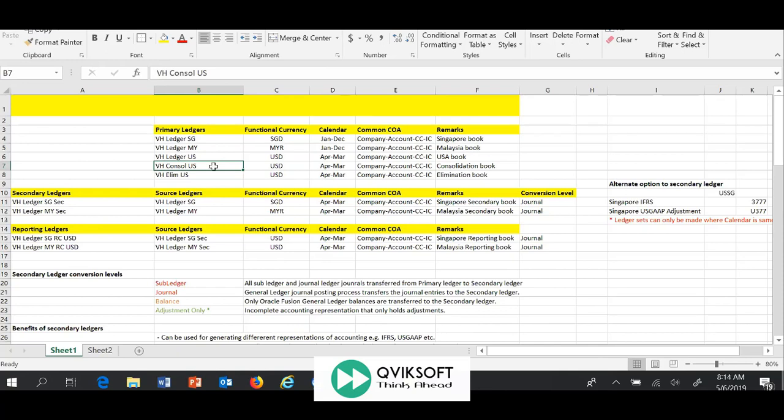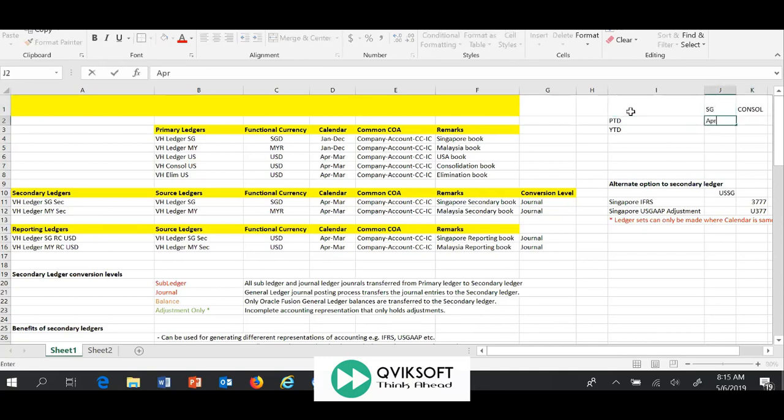So now when I do consolidation, how do I overcome this situation? If all three books were on the same calendar, there was no problem. Now we have different calendars, so we have to go back to the approach of how we do consolidation. Consolidation you can do in two ways: you can do PTD consolidation or you can do YTD consolidation. Now, if I do PTD-based consolidation, my calendars are different, and when I do PTD from my Singapore book, I'm moving to my consolidation book.